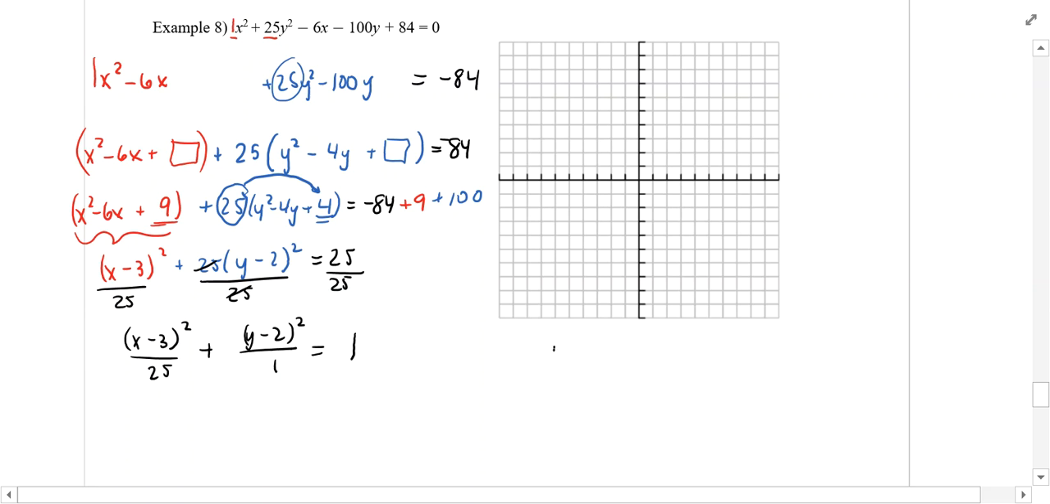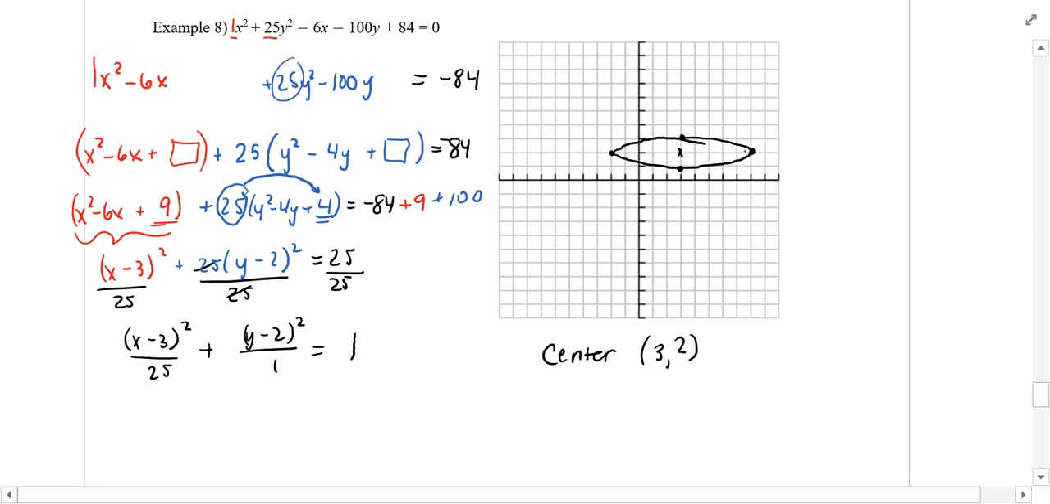And so my center is at 3, positive 2. And so 1, 2, 3, 1, 2. I'm going to head 5, 1, 2, 3, 4, 5 in either side of that. 1, 2, 3, 4, 5. 1 in either side on that. And that'll make this lovely ellipse, which is fairly flat.